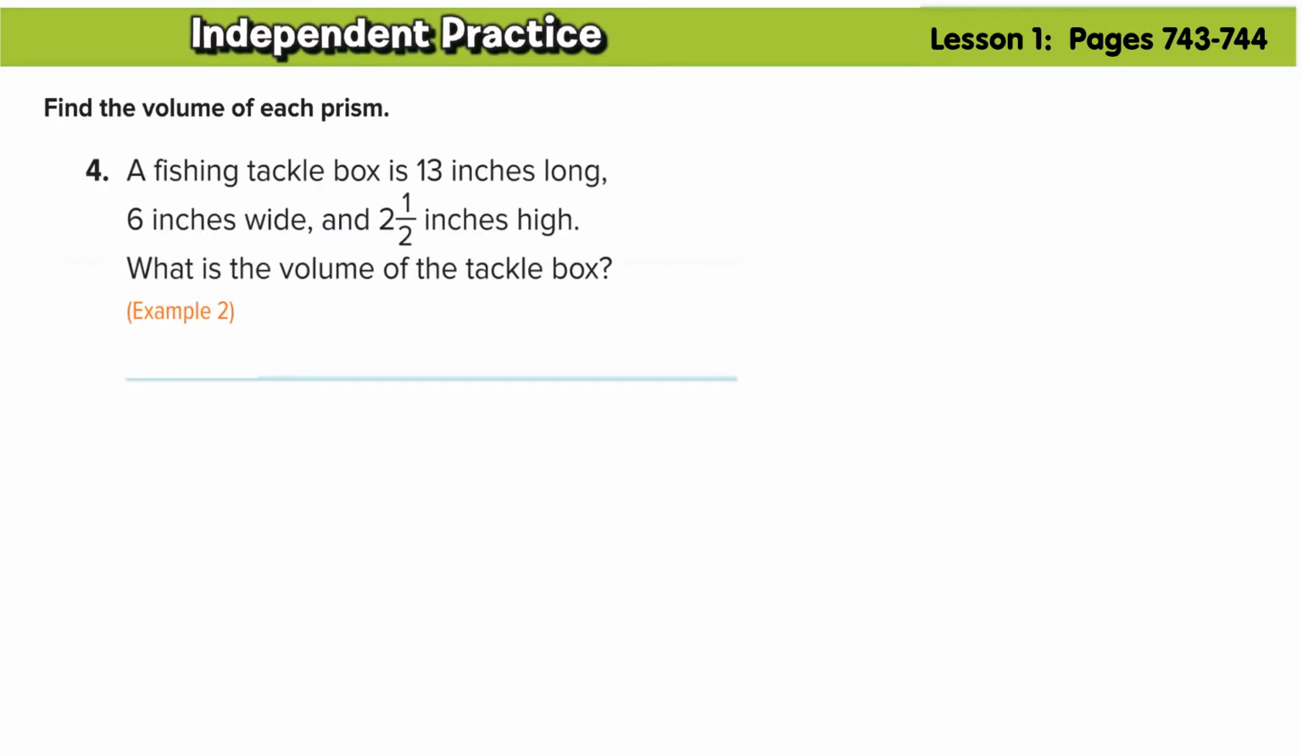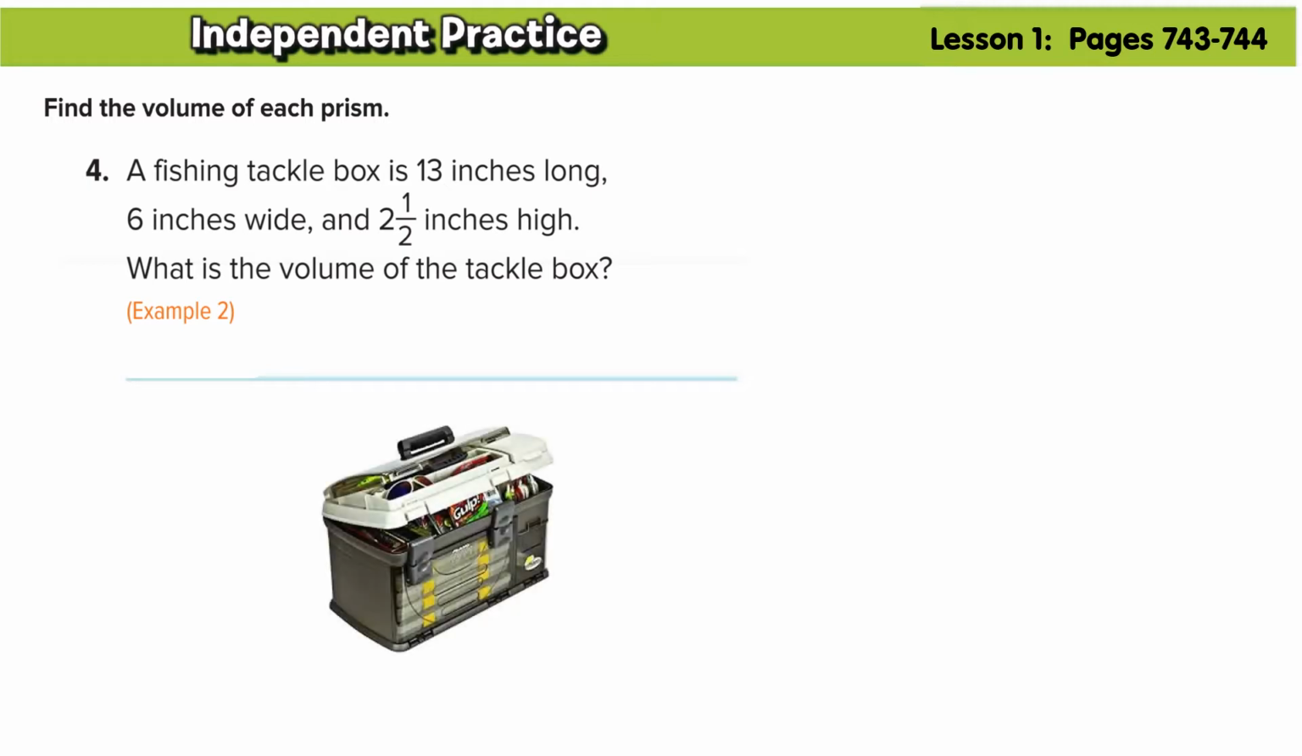Question 4. A fishing tackle box is 13 inches long, 6.5 inches wide, and 2.5 inches high. What is the volume of the tackle box? So I went and found a tackle box for us to visualize this problem better. However, it does not really fit the dimensions well, because this is actually a very flat box. It's only 2.5 inches high, and as you can see, our box is a little bit taller than that. So I went out and I thought, let me see if I can find a different one.